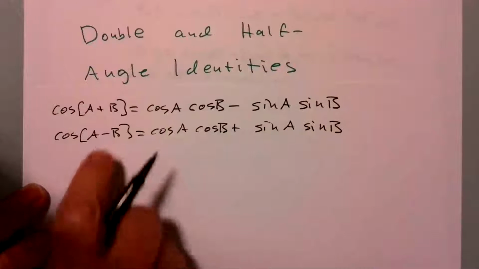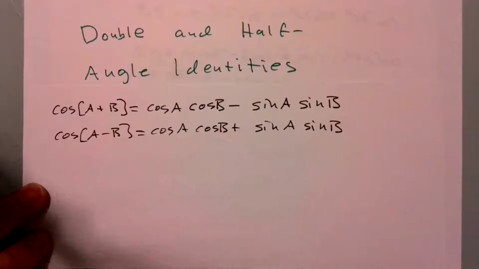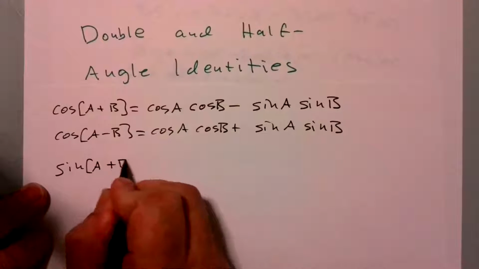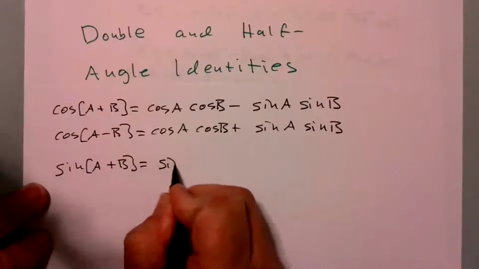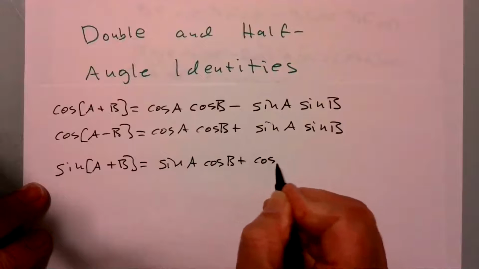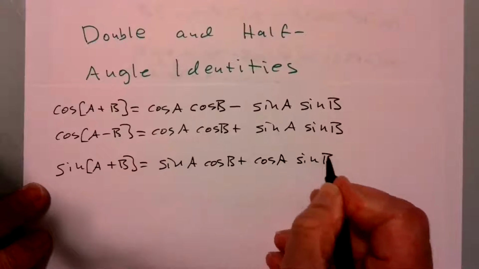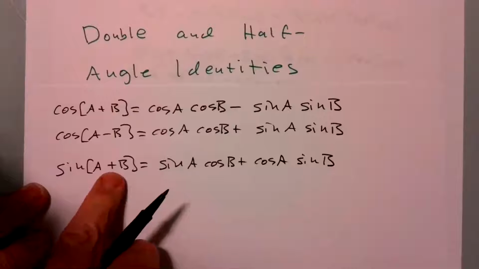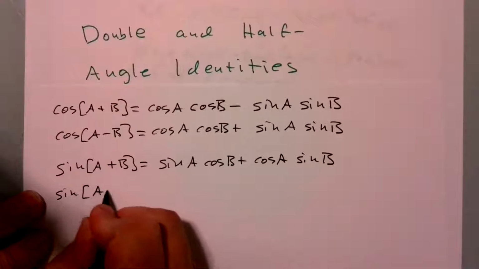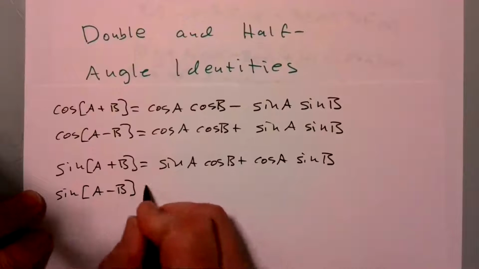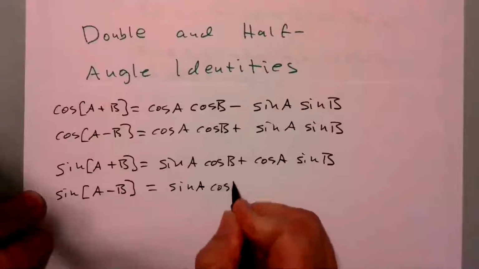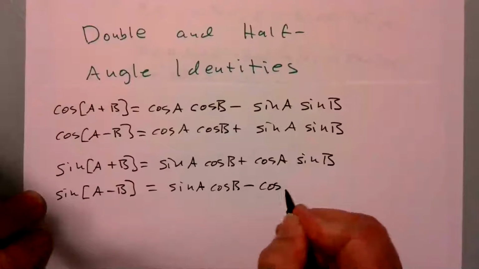We'll add that to our list again. Notice the cosine, it switches from a minus sign to a plus sign. If we go to sine, sine of A plus B is sine A cos B plus cos A sine B. I want you to notice that for the sine, if it's a plus here, it's a plus there. Same thing for minus. Sine of A minus B is sine A cos B minus cos A sine B.